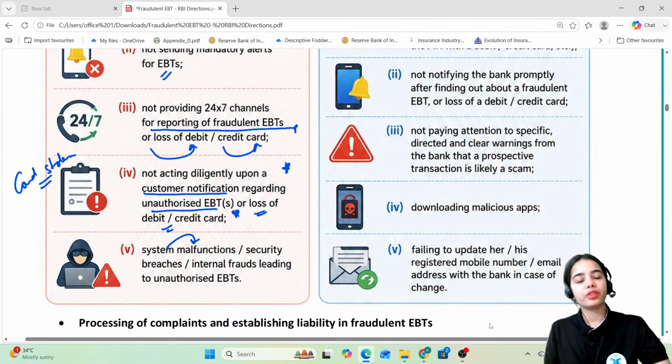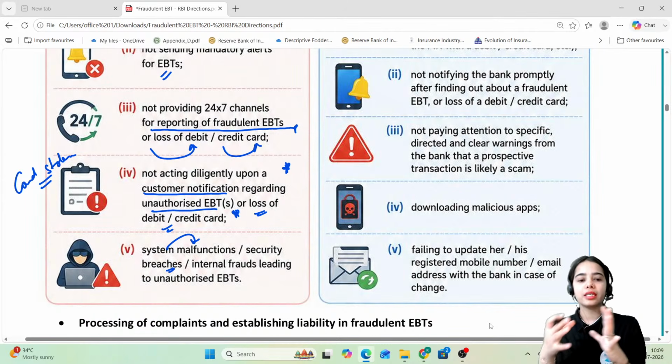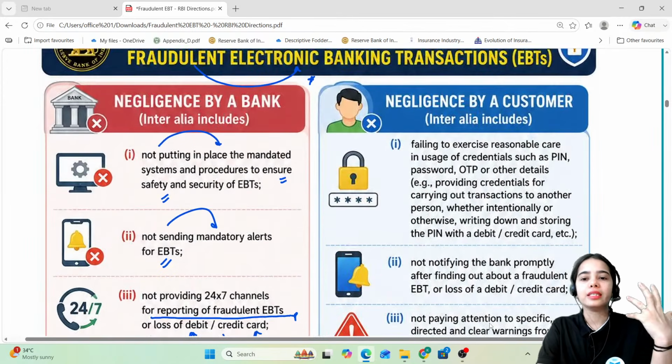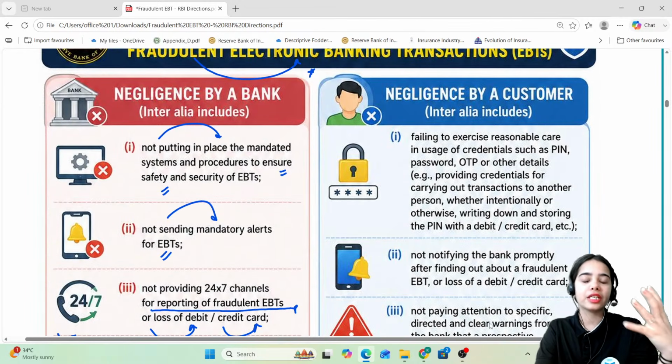System malfunction: if the bank system malfunctions or security breaches happen, due to which the money has been taken out of the customer account, or internal frauds leading to unauthorized electronic banking transactions, all of this comes under the negligence by the bank. Okay, now what is the negligence by the customer?